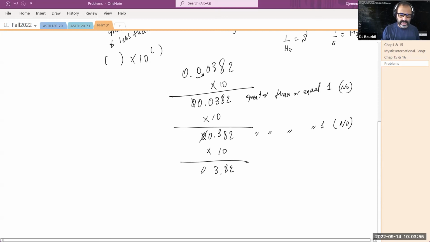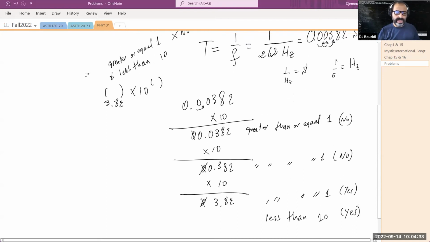There is a leading 0, but I'm going to drop it anyway. So the question is, is this number greater than or equal to 1? And the answer to that question now is yes. As a matter of fact, 3.82 is more than 1. I need to ask another question before I move forward. Is this number less than 10? If it is, and it is, because 3.82 is less than 10, then I have found my answer. So it's 3.82.